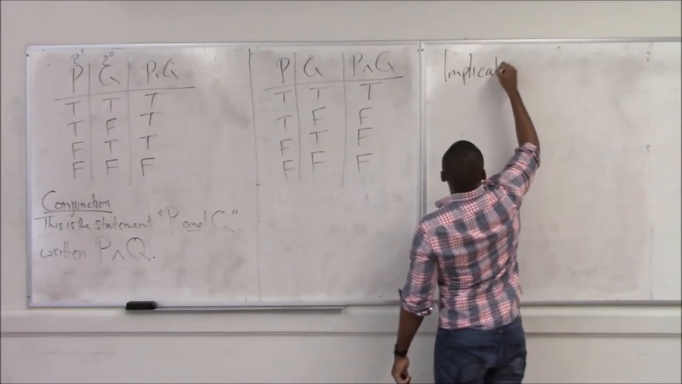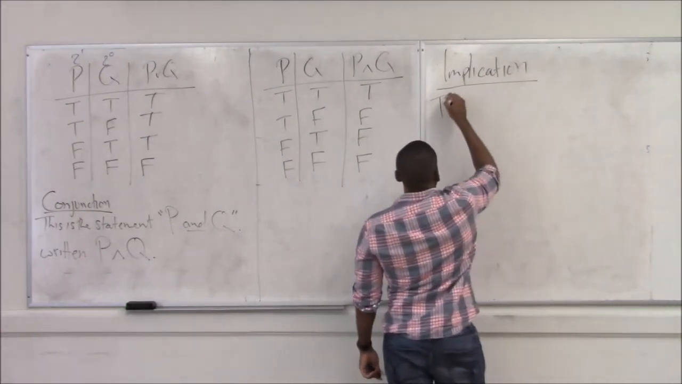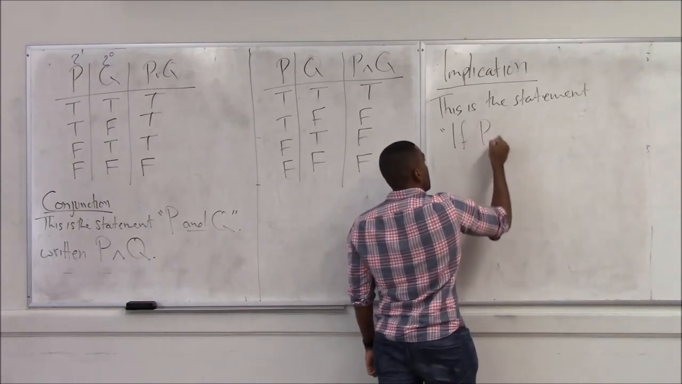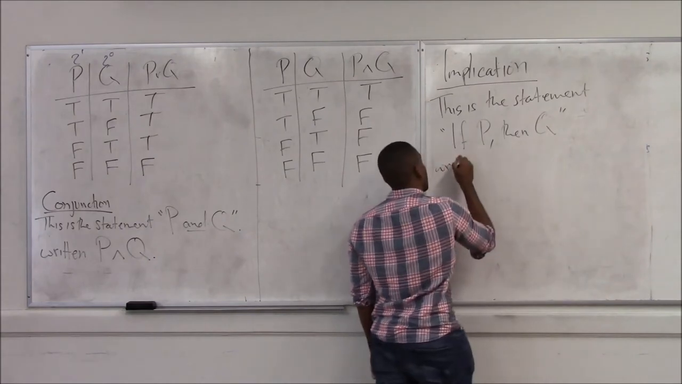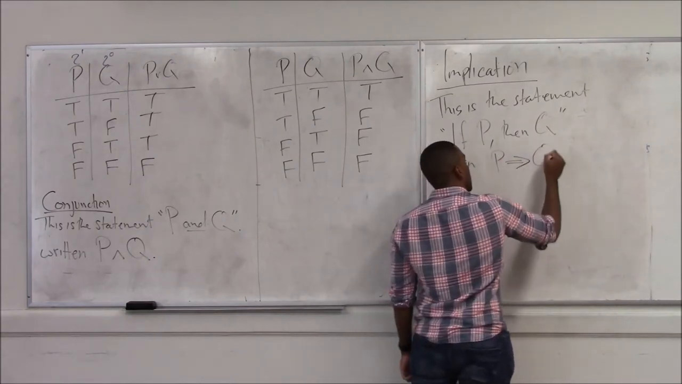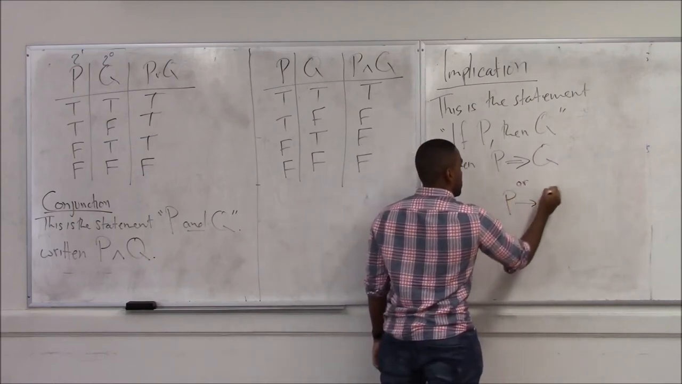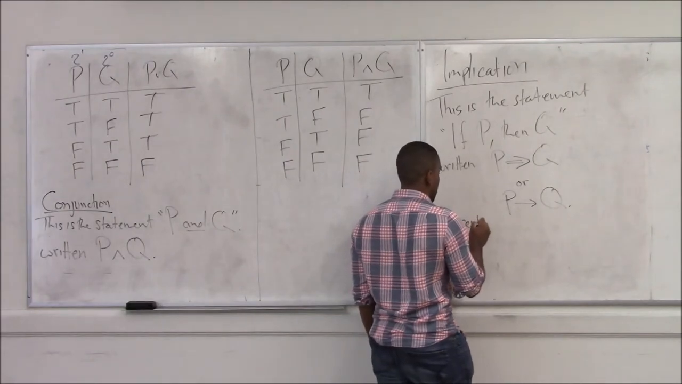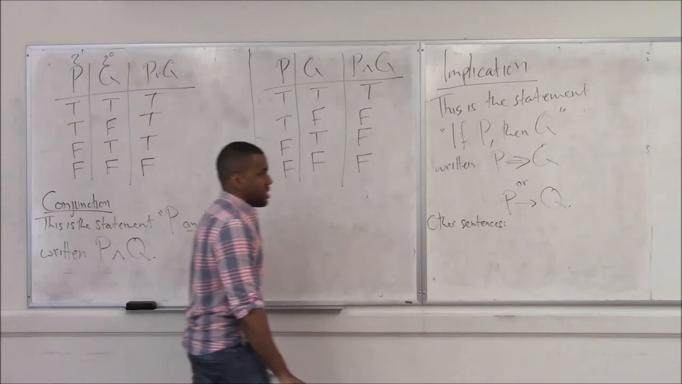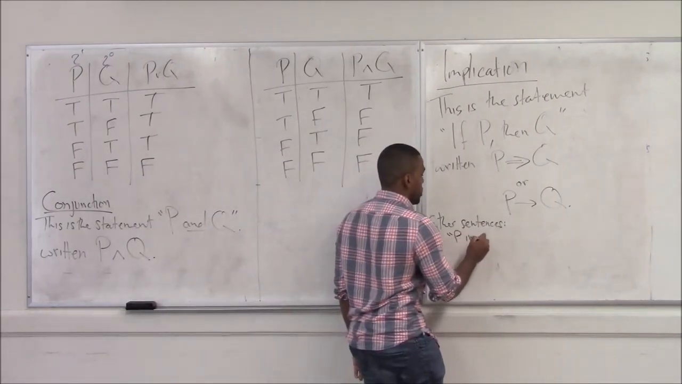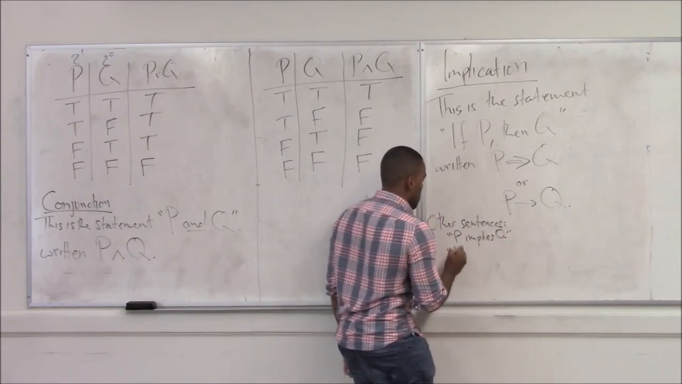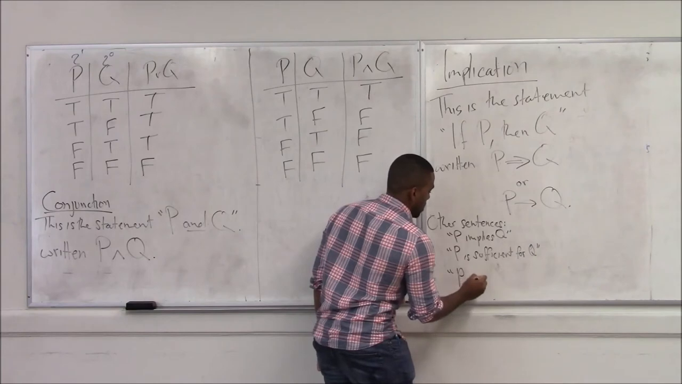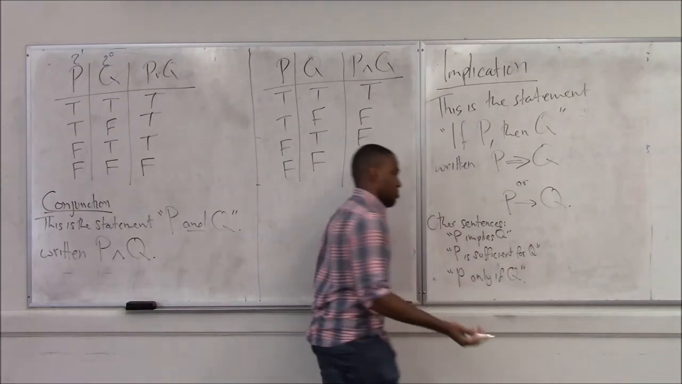Implication, a very important kind of statement. This is the statement, if P, then Q. It's written P arrow Q, or P double arrow Q, if that's your habit. Other sentences that you might describe this as are P implies Q. P is sufficient for Q. P only if Q. Etc.